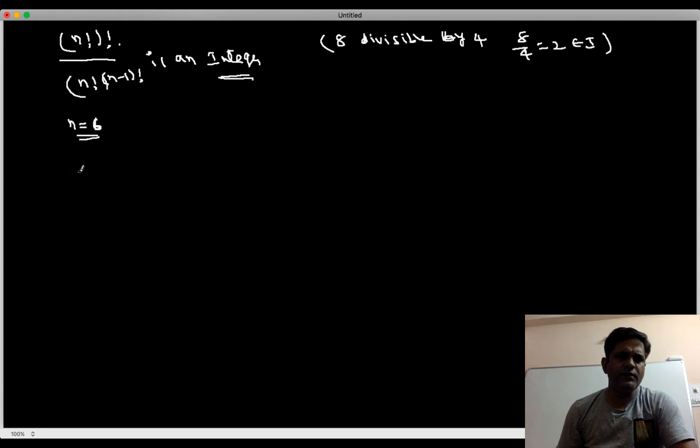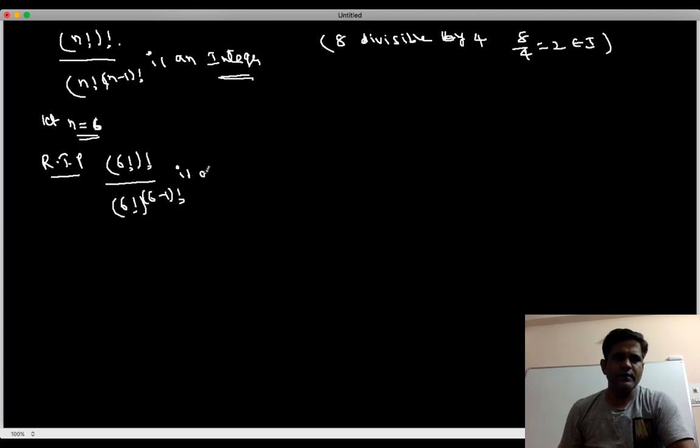So for n is equal to 6, what we need to prove? Let n equal 6. Required to prove: 6 factorial over 6 factorial power 6 minus 1 factorial is an integer. This is what we need to prove.